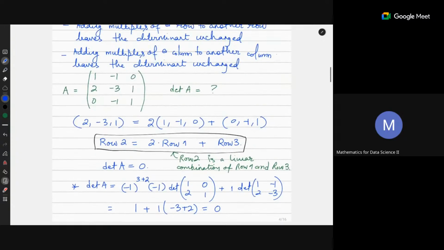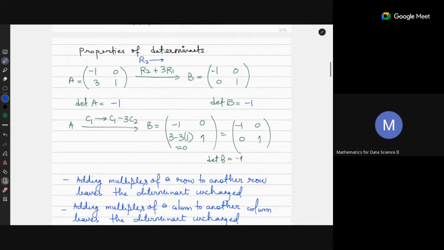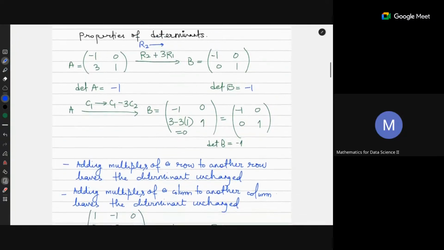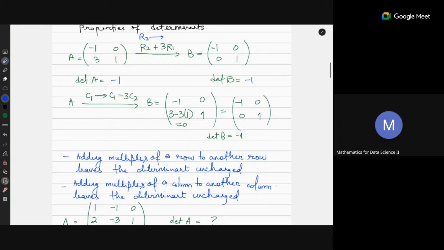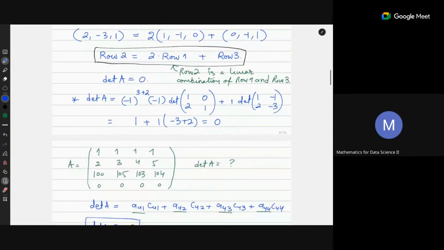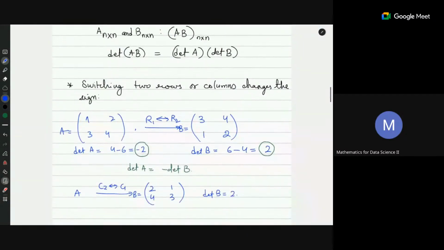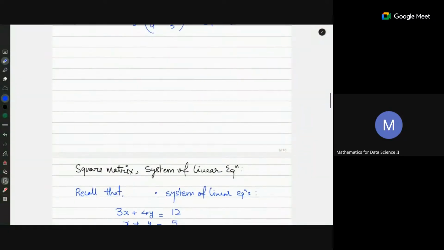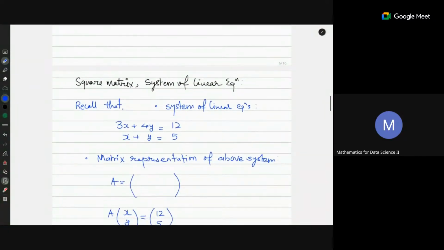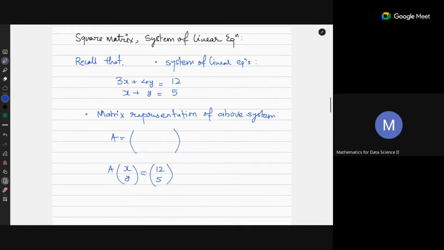If you can write any row or any column as a linear combination of other rows, then the determinant is going to be 0. And adding a multiple of a row to any other row, or a multiple of a column to any other column, does not change the determinant. Okay, so these are the 6 properties that I have discussed with examples.